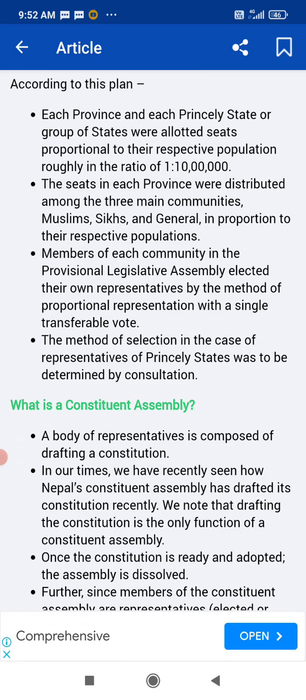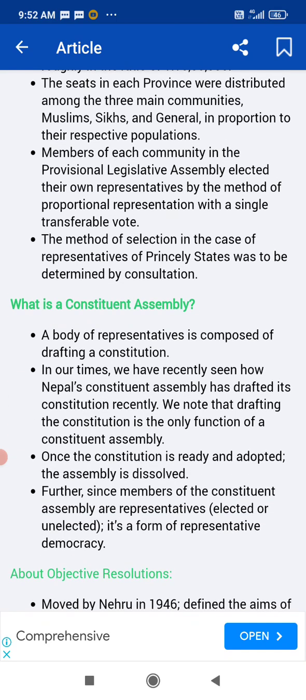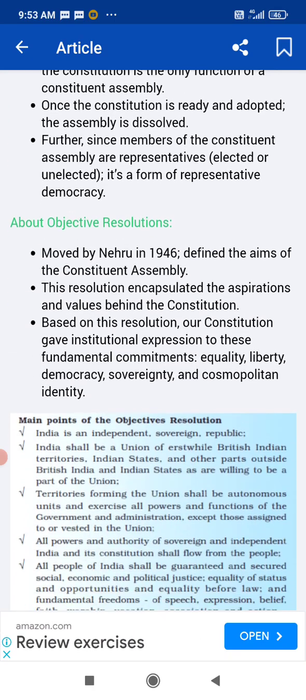What is a Constituent Assembly? It is a body of representatives composed for drafting a constitution. In our times, we have recently seen how Nepal's Constituent Assembly drafted its constitution. We note that drafting the constitution is the only function of a Constituent Assembly. Once the constitution is ready and adopted, the assembly is dissolved. Further, since members of the Constituent Assembly are representatives, elected or unelected, it is a form of representative democracy.